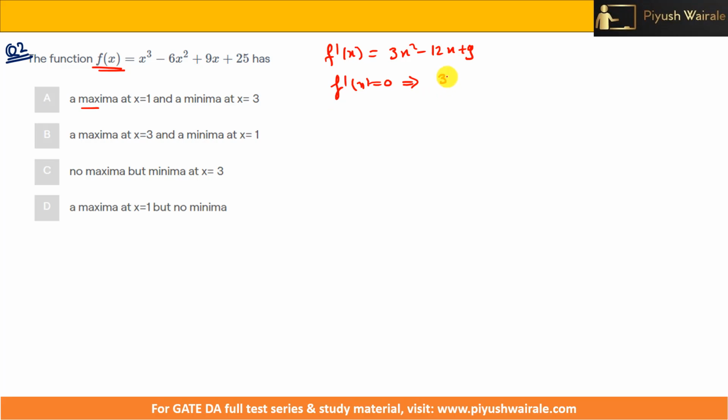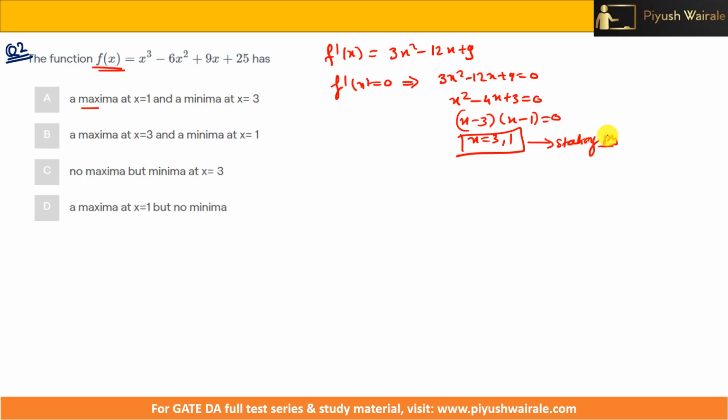So basically 3x square minus 12x plus 9 equals to 0. Just divide by 3. So x square minus 4x plus 3 equals to 0. Okay, so the root of this particular expression will be x minus 3, x minus 1 equals to 0. So x equals to 3 comma 1. So I have x equals to 3 and 1. These are the stationary points.